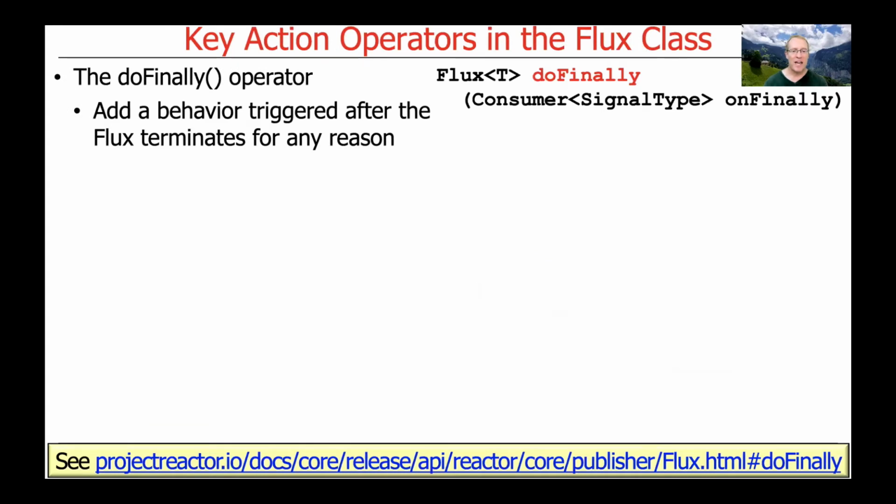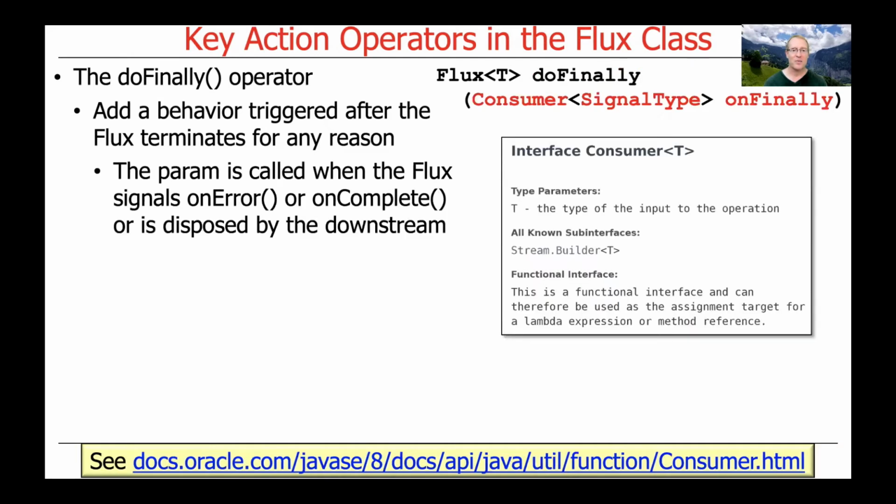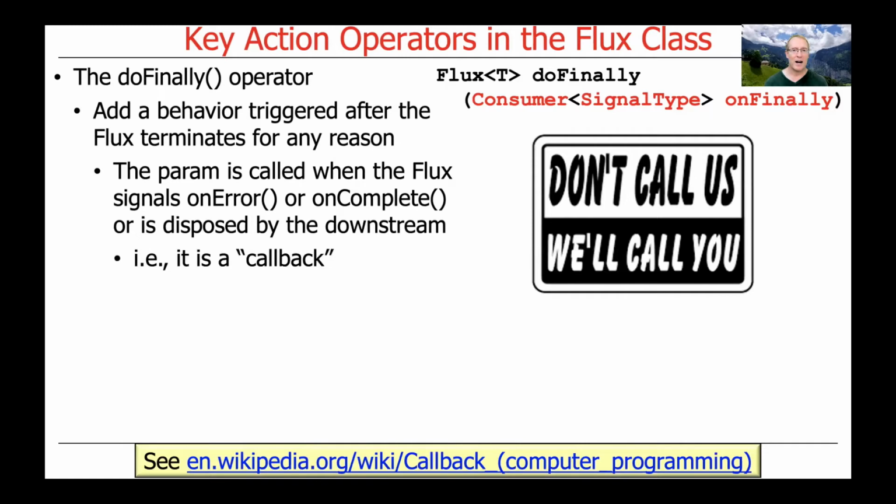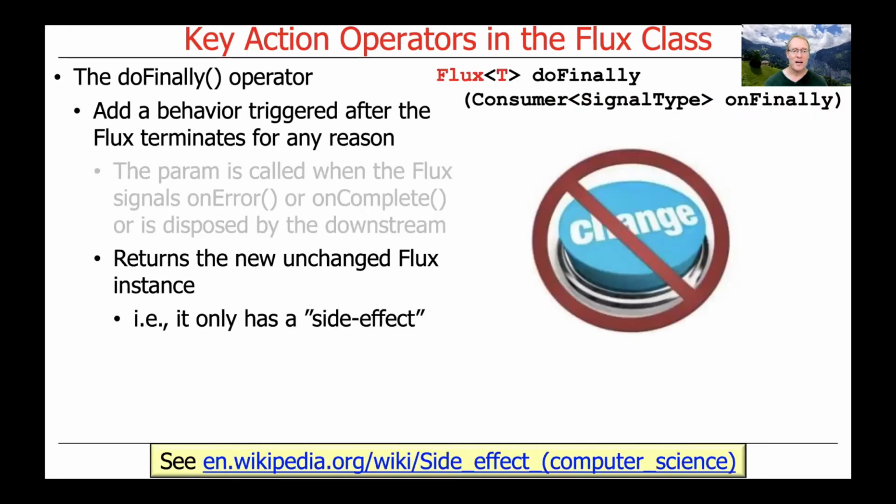This operator adds a behavior that's triggered after the flux terminates for any reason, including cancellation. The parameter that's passed is called when the flux signals on error or on complete, or is disposed by the downstream. As you can see, this parameter is called onFinally and is of type Consumer, parameterized by signal type. A Consumer, as I'm sure you recall from our earlier discussions, is a Java 8 functional interface that has a single method called apply. And it's typically used for callback operations, as it is here.